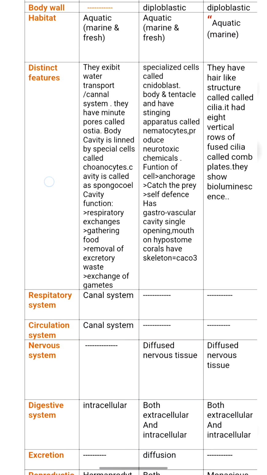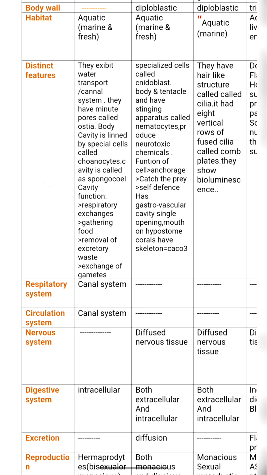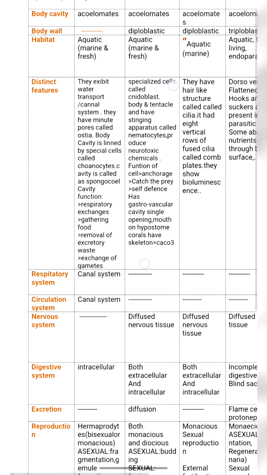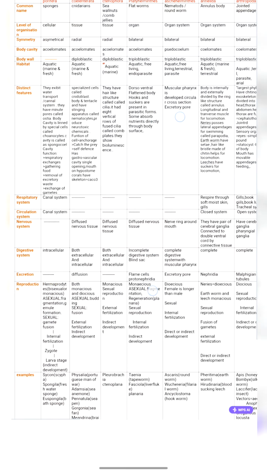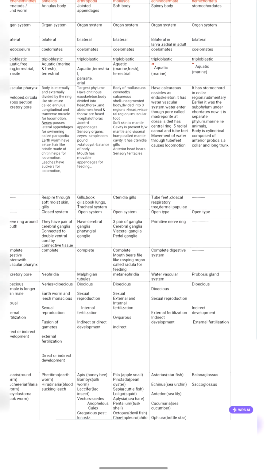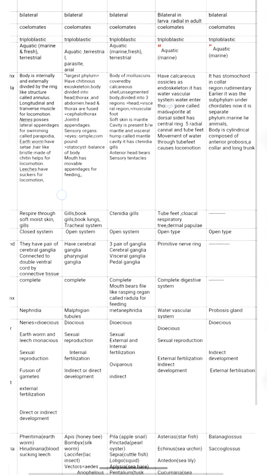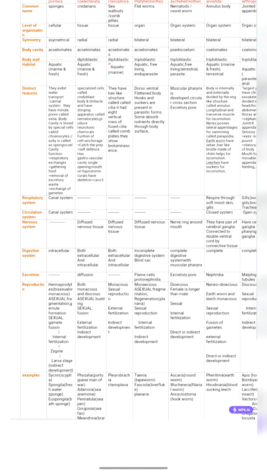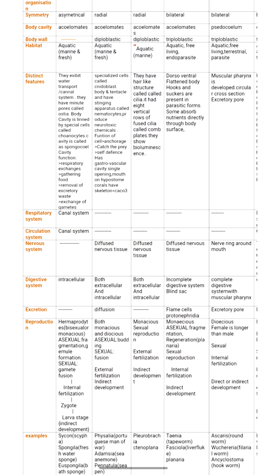Okay, can you see? So they exhibit a water transport system or canal system. See, this is very important. Echinodermata also have a distinct feature, but that particular one is the water vascular system. Okay, but this is the water canal system. Many of the students will get confused, because we obviously, if I say Porifera, I say water transport or canal system.